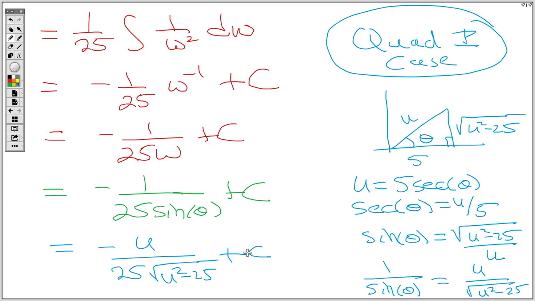We okay with the little triangle there? Quadrant 1? Secant is hypotenuse over adjacent. Get the missing side. Sine is opposite over hypotenuse. 1 over sine, that's your cosecant, that's hypotenuse over the opposite. We get down to here.